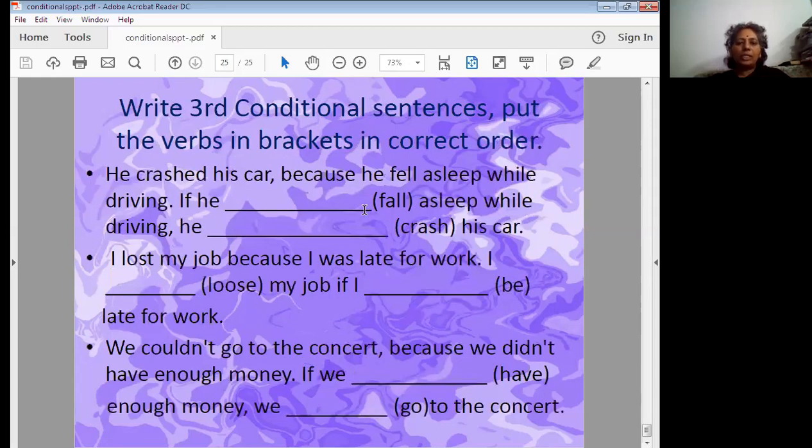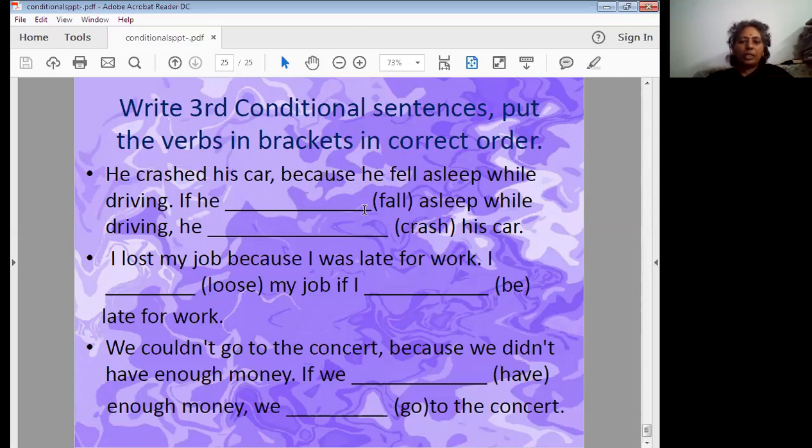Next, the third conditional I have given here. What is the third conditional sentence? Had plus third form of the verb, followed by would have plus participle. The word crash is there. What is the third form? Crashed.